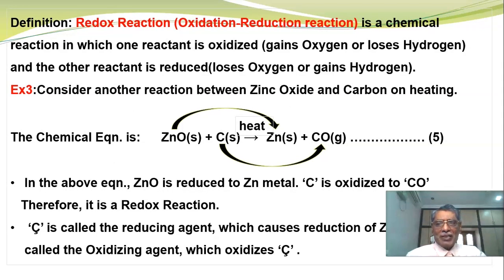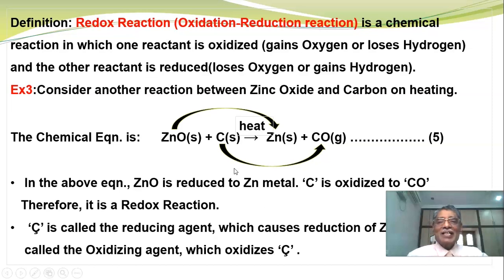Definition. Redox reaction is a chemical reaction in which one reactant is oxidized. That means it gains oxygen or loses hydrogen. And the other reactant is reduced. That means it loses oxygen or gains hydrogen.